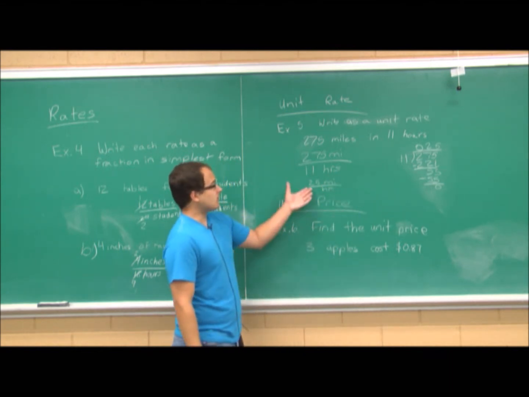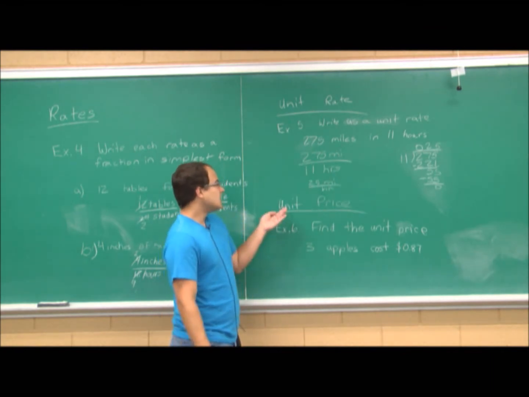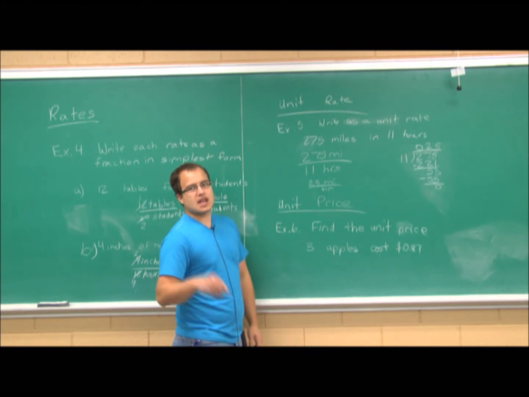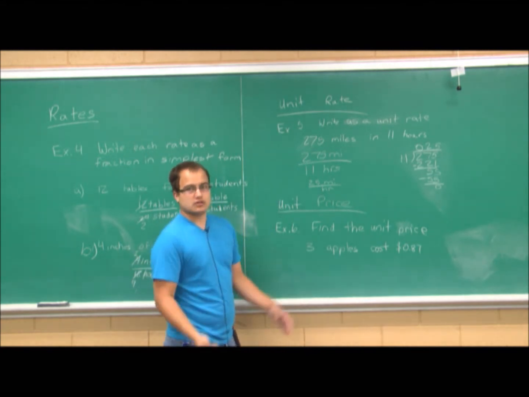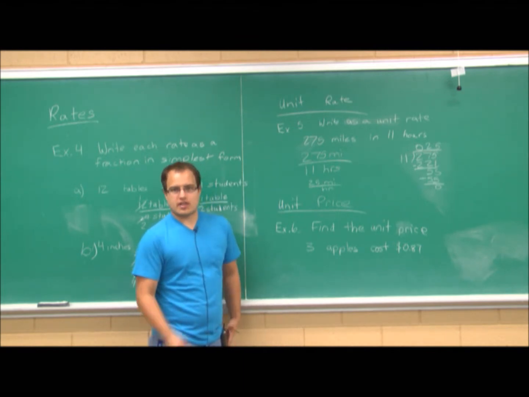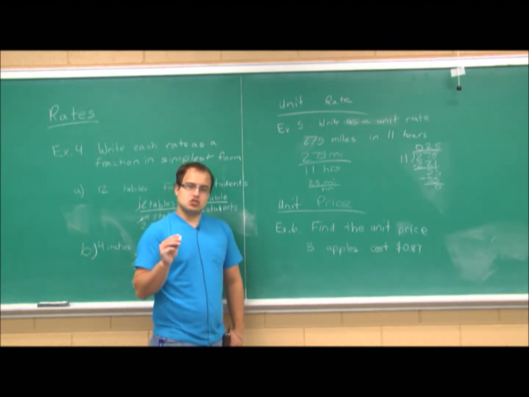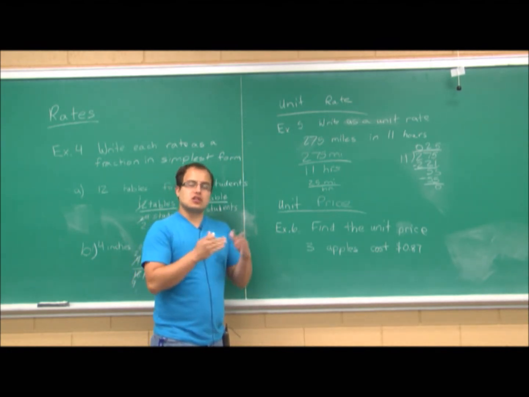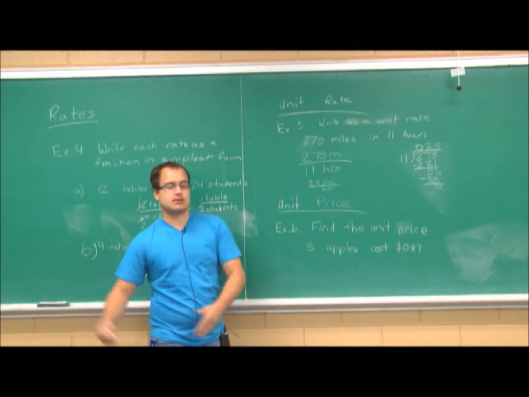That kind of sucked going 25 miles per hour for 11 hours. Now, unit price is the same as a unit rate, but dealing with money, of course. Like, it's $3.72 per gallon right now. That per 1 gallon is a unit price. And you see how the money comes first, $3.72 per 1 gallon. Then the item you're buying comes second.